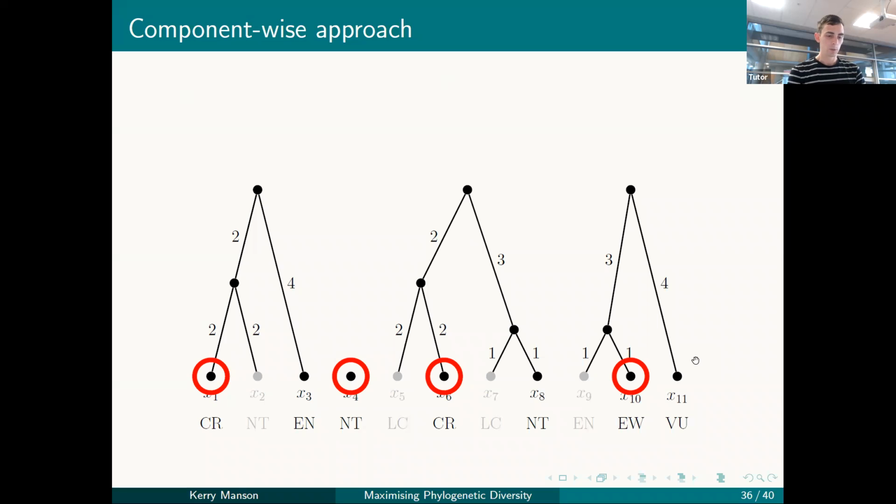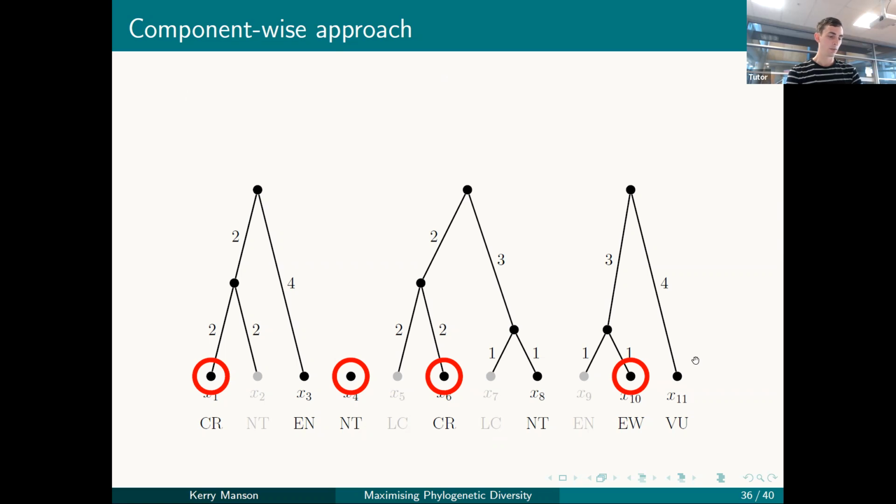So we've eliminated some species, and then we look at the tall components. And we want to choose at least one from every tall component. So we go through and we might as well choose the most endangered species in each tall component because we have to choose at least one. So I've circled these in each case here.